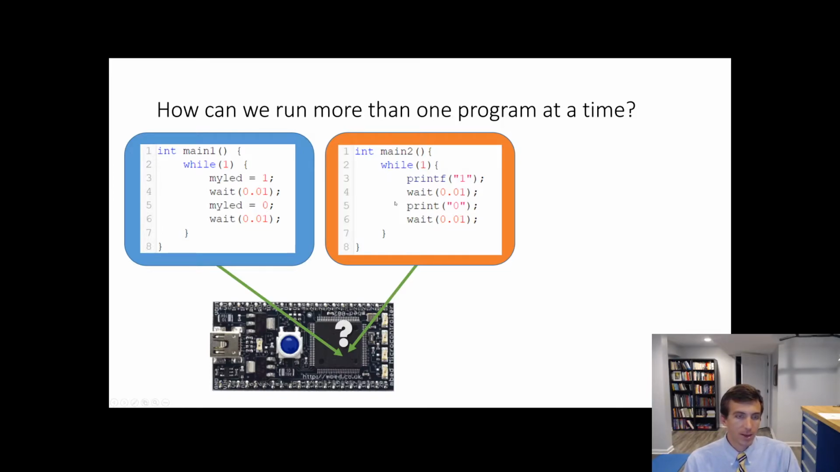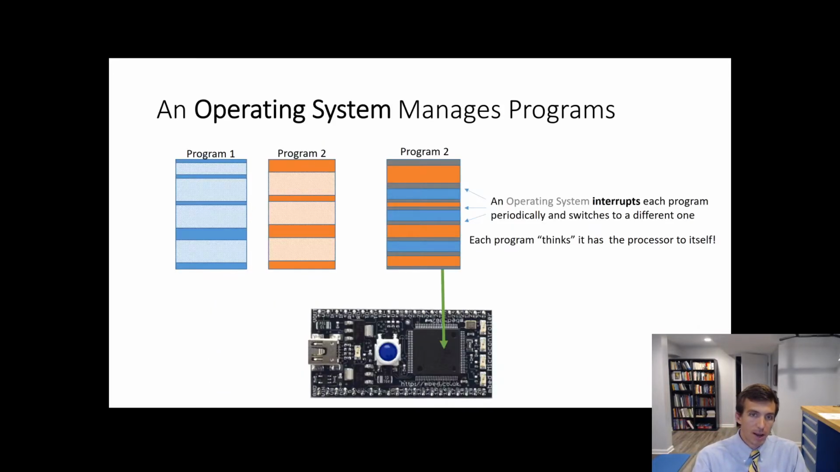So how can we get both main 1 and main 2 running at the same time on a single processor? And that's where an operating system comes in. Okay, and I'm sorry here, this should really say program 1 plus 2. But just to, again, point out the amount of idle time in these programs based on these wait statements.